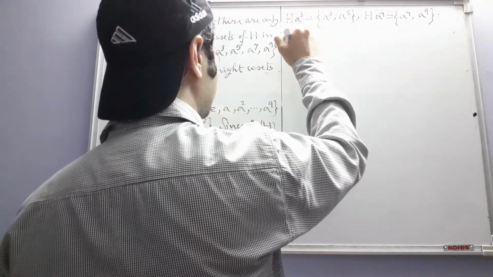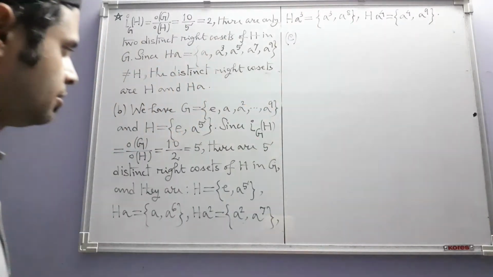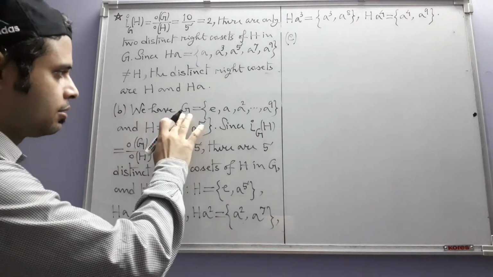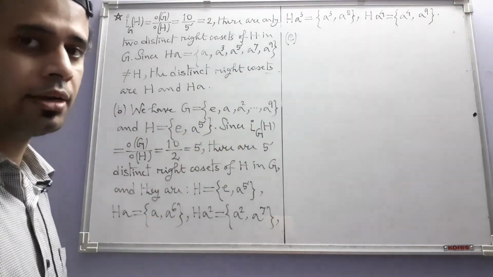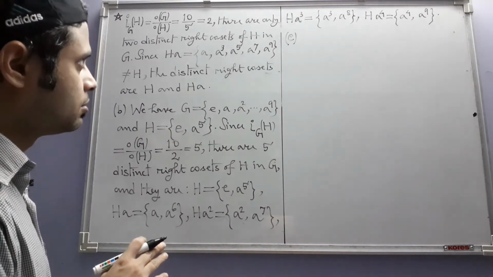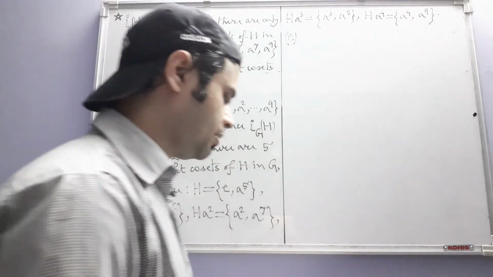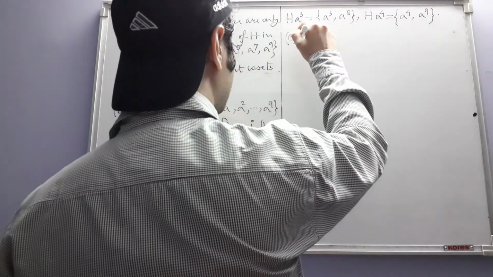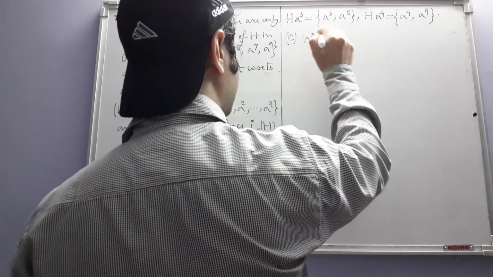Finally we come to part C. You can observe one thing, that in both parts A and B, the group was an abelian group. In part C, however, we have S3, which is a non-abelian group, and we actually know its element structure.